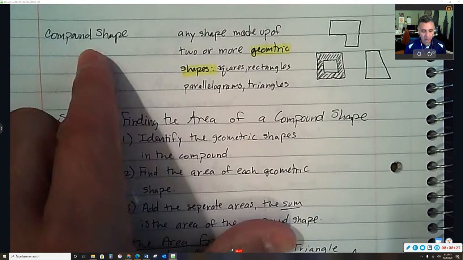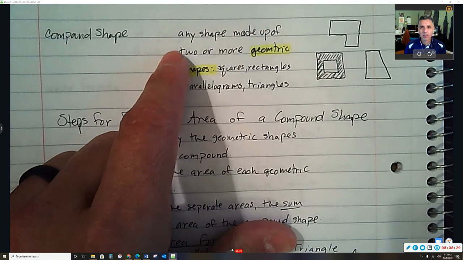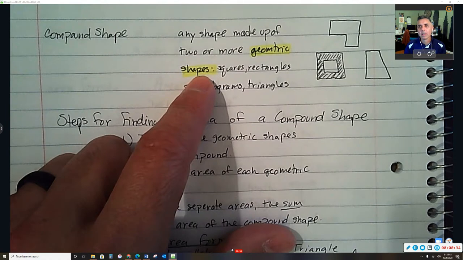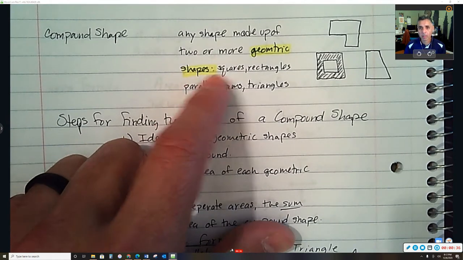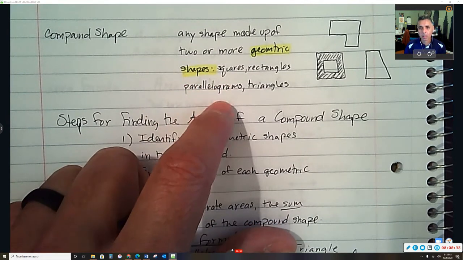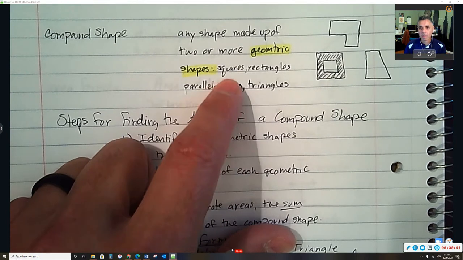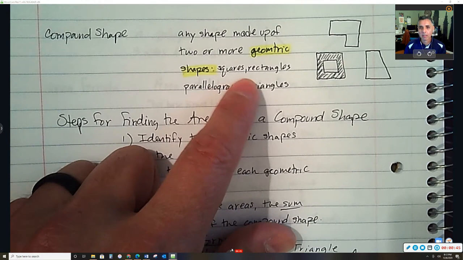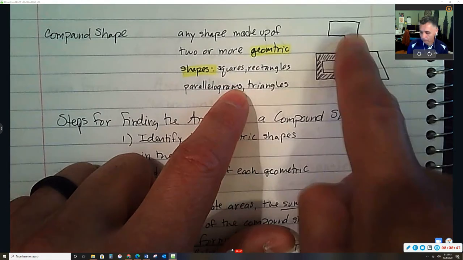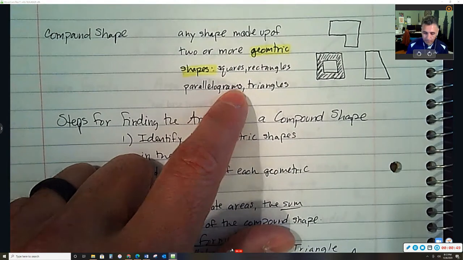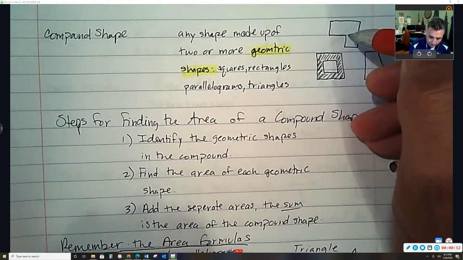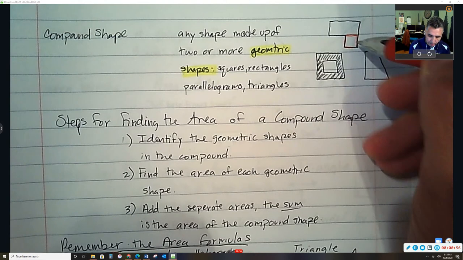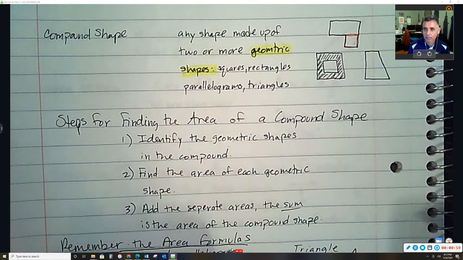So then a compound shape, that's just any shape made up of two or more geometric shapes. And the geometric shapes that we've dealt with so far are squares, rectangles, parallelograms, and triangles. So a compound shape is a shape made up of these. Okay. So if you look at these pictures over here, we have this one here. If we draw a line going across this way, we have a square and a rectangle.